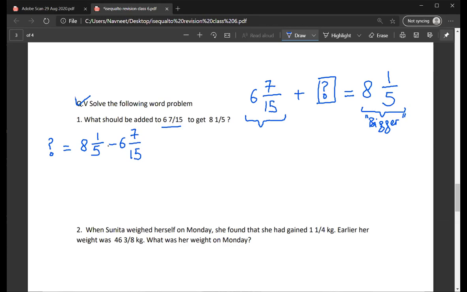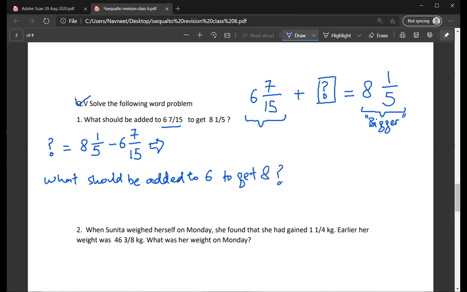Satya, is it correct? But I didn't understand. Acha, you didn't understand the question? Okay. What should be added to 6 7/15 to get 8 1/5? So this question, for example, if this question was, what should be added to 6 to get 8?